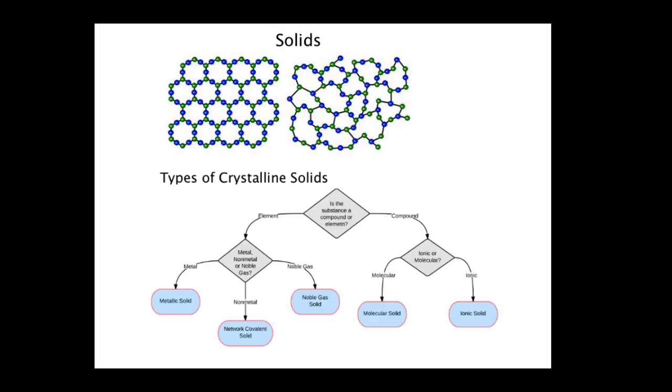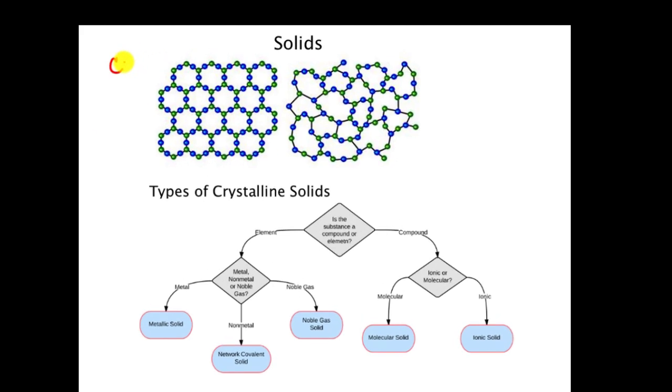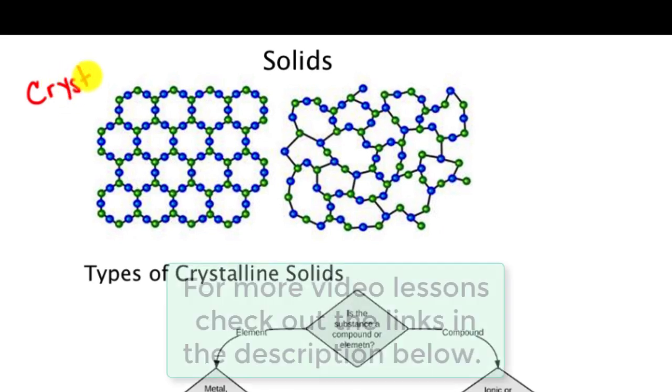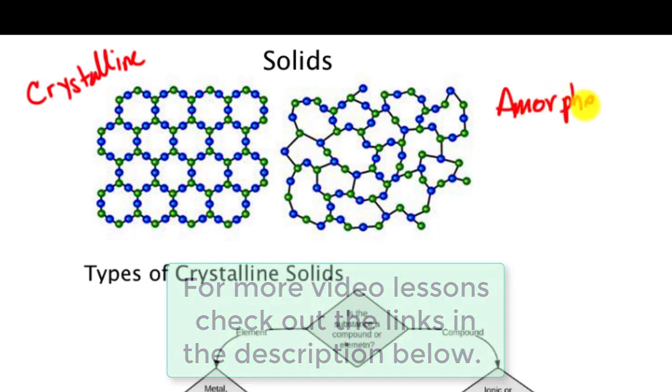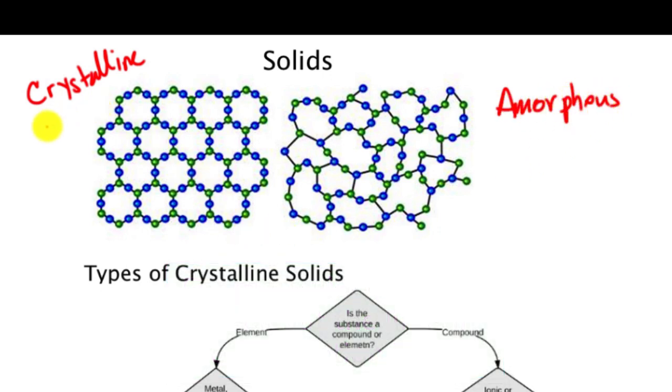One last slide here, and that would be on some information just regarding solids. Now, solids take on two different types of forms. They take on what are called crystalline solids or amorphous solids. The difference here is that the crystalline solid has an arrangement where it repeats itself and looks like a crystal. It's a very repeating pattern over and over again. Amorphous is where they're kind of randomly arranged.